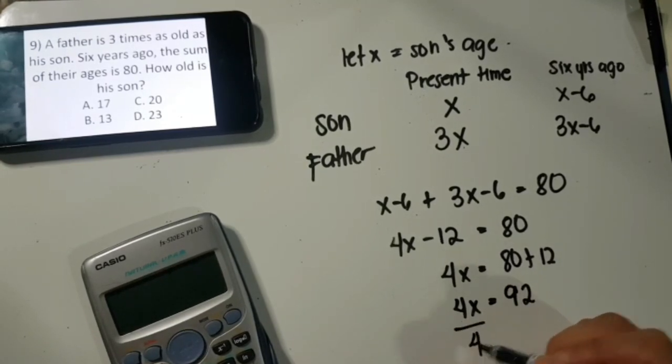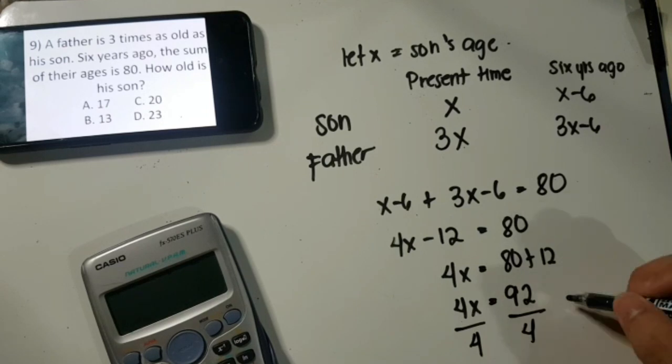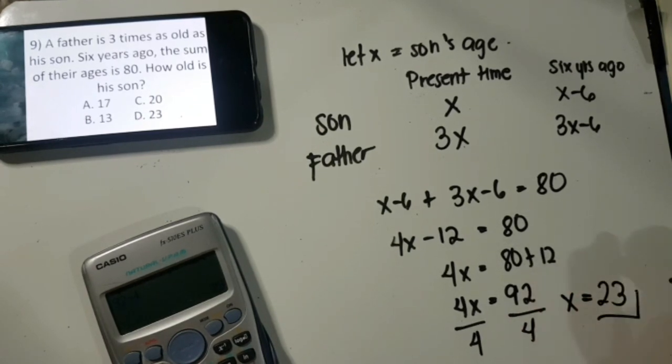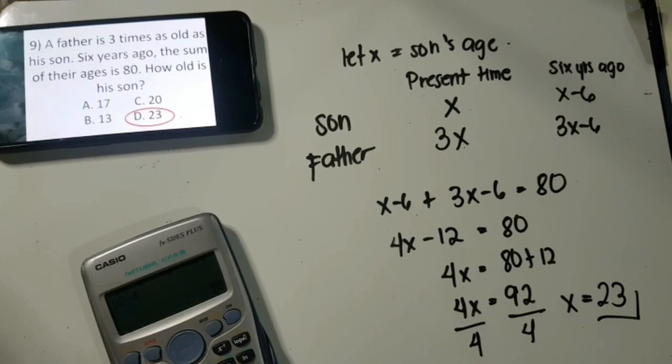So, divide both sides by 4. So, x is equal to 92 divided by 4, that is 23. So, the answer here is letter D.